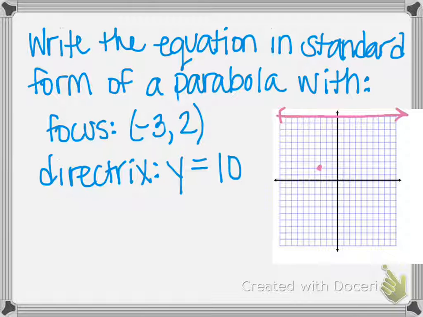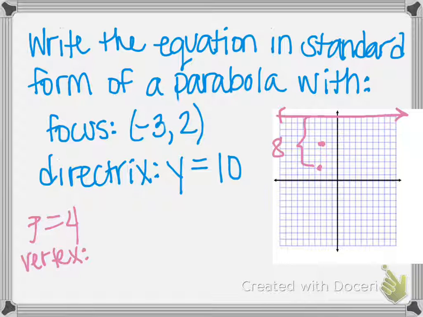So I want to figure out my p-value because then I should be able to figure out where the vertex is. So remember that the vertex should be exactly in between these two. So it looks like if you were to count from 2 up to 10 is 8 units total, which means that p is half of that. So my p-value is 4. And that means I should be able to put in my vertex. So 1, 2, 3, 4. I could count 4 up from the focus, or I could count 4 down from the directrix. It wouldn't matter. Okay, so now I have my vertex, which is going to help me put my equation together.